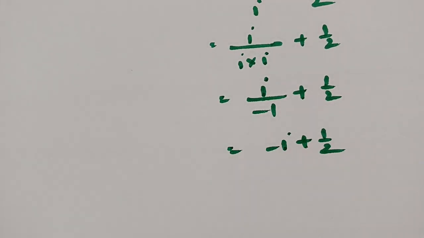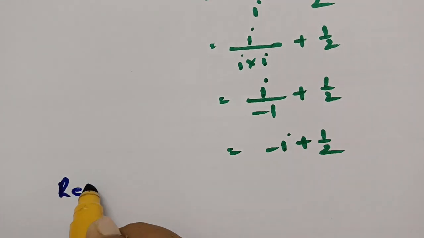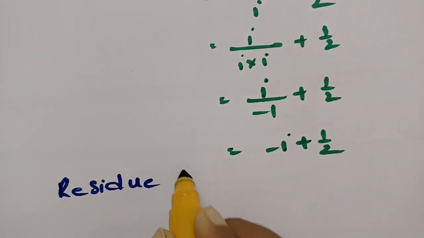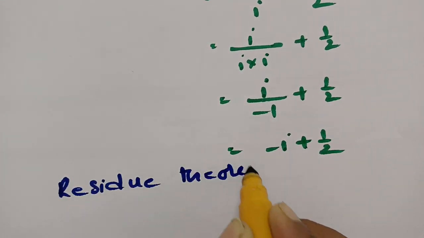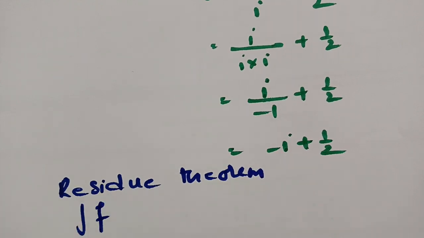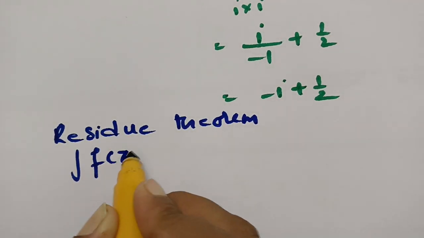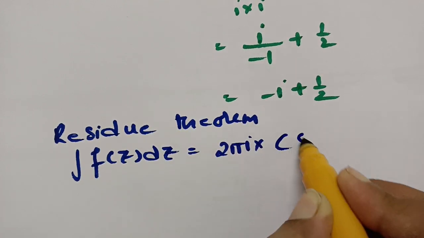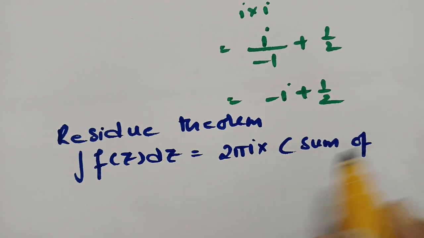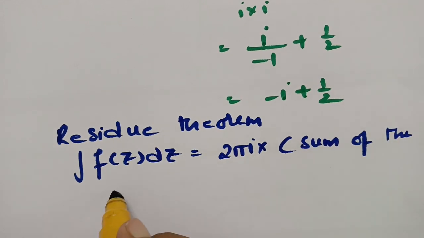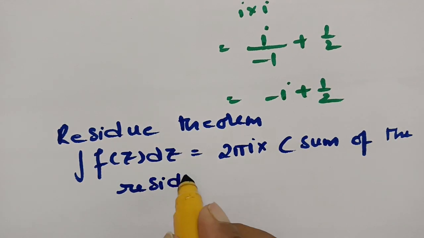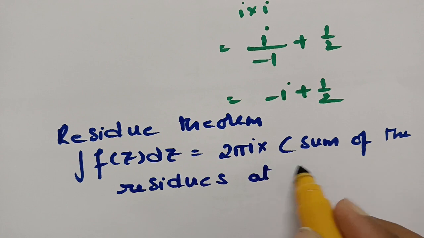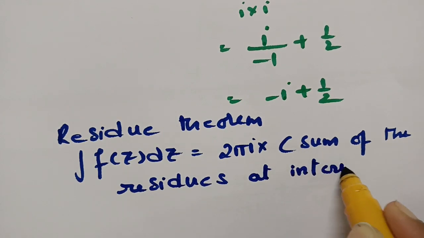So according to our residue theorem, what is the residue theorem? The integral of f(z) dz is nothing but 2πi times the sum of the residues at interior poles.